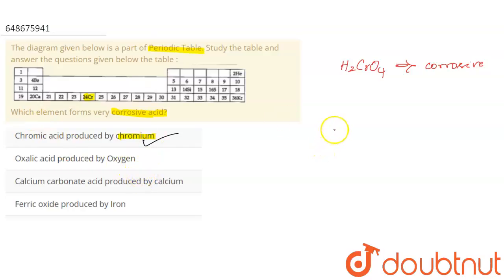The second one is we have oxalic acid. So what is the formula for oxalic acid? It is COOH and COOH. So this oxalic acid is a weak acid, because it only partially ionizes in water. Fine, let us look into the ionization.